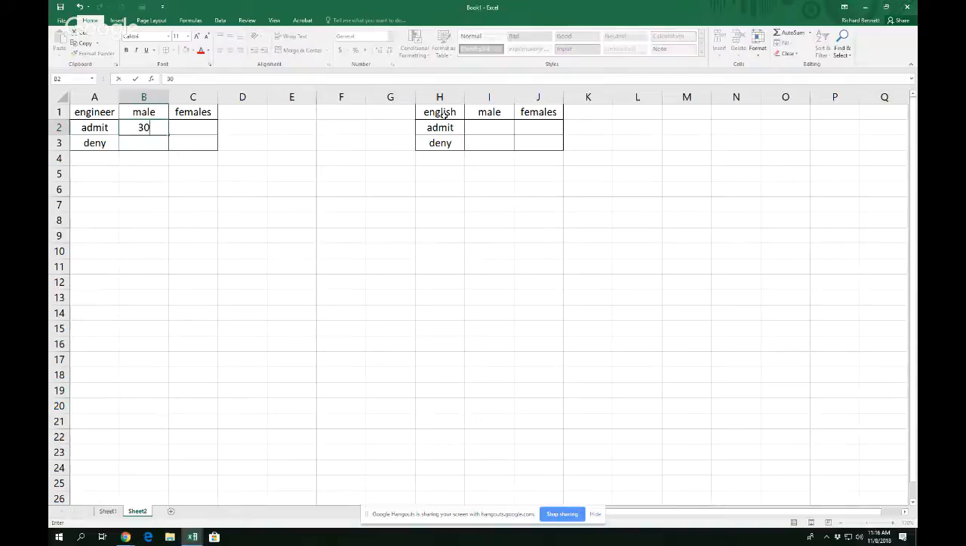30 men were admitted, 30 were denied. What's your admit rate? 50%. And they said 10 were admitted and 10 were denied. What's the admit rate for females? Also 50%. Wait, why isn't it 0 if all the admitted got denied? Because you got total, right? 60 people applied. Oh, I understand now. Okay. So we're taking the admit rate here divided by there. That's 50%. Okay.